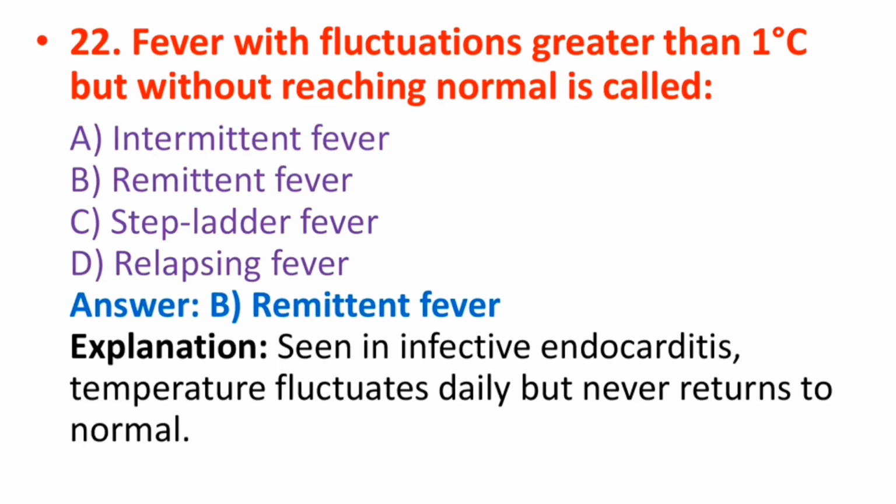Fever with fluctuations greater than 1 degree Celsius but without reaching normal is called: option A, intermittent fever; option B, remittent fever; option C, stepladder fever; option D, relapsing fever. The correct answer is option B, remittent fever. Seen in infective endocarditis, temperature fluctuates daily but never returns to normal.